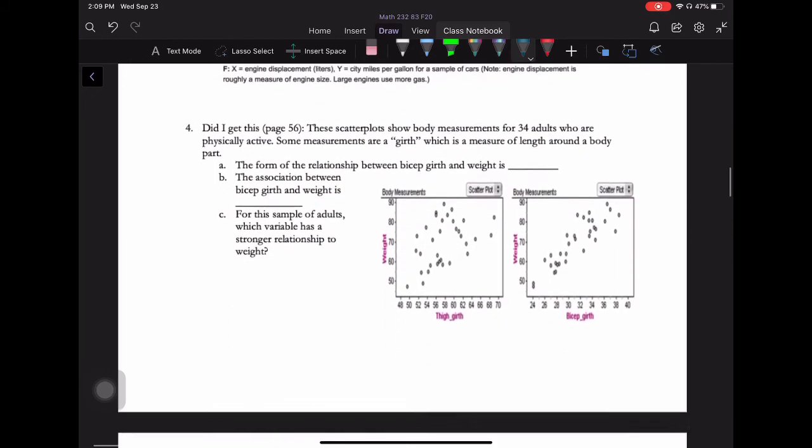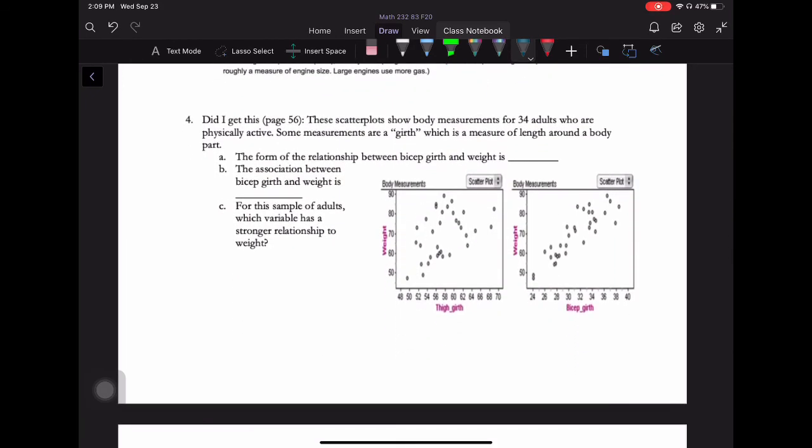Continuing, here are some scatter plots. The scatter plots show body measurements for 34 adults who are physically active. Some measurements are a girth, which is the measure of the length around a body part. Looking at this, what is the form of the relationship between bicep girth and weight?